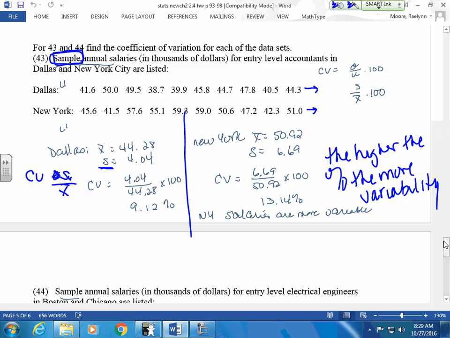And how does this help you? Let's say you're going to look for a job, and you say, well, New York has a bigger difference in salaries. If I go to Dallas, they're closer to the mean there. So maybe I want to go to Dallas and be closer to the average salary. Not a lot to find in this, but this does have a way that we can compare two data sets. Okay? Good?